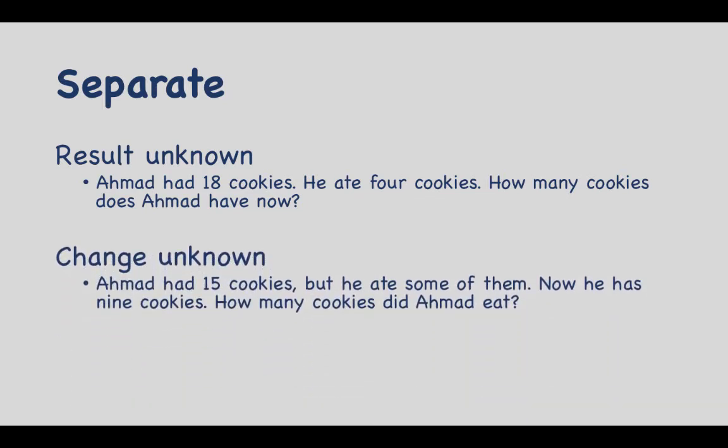Now let's consider a separation problem where the change is unknown. Ahmad had 15 cookies, but he ate some of them. Now he has 9 cookies. How many cookies did Ahmad eat? As we saw in Stage 3, in this type of problem, what has been taken away is precisely what we do not know. However, we are still looking for the difference between 15 and 9. We know that from 9, we need 1 to get to 10, and 5 more to get to 15, so Ahmad must have eaten 6 cookies.